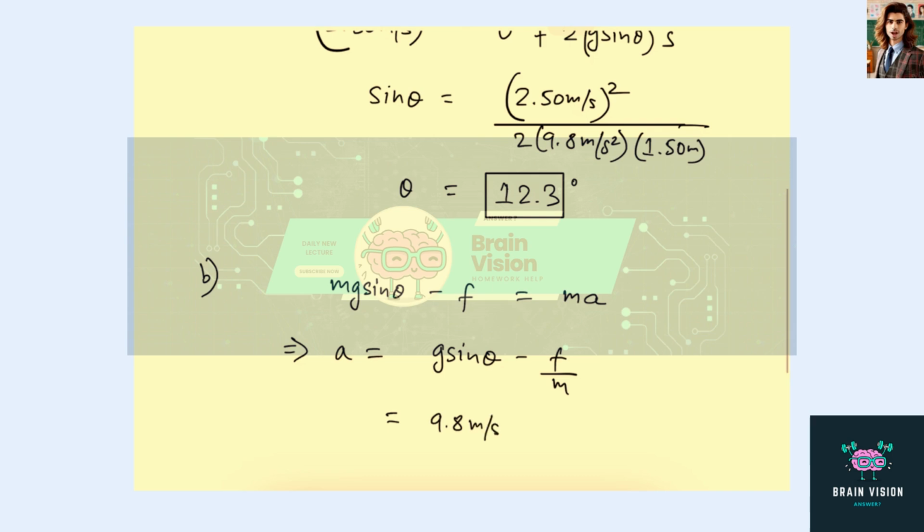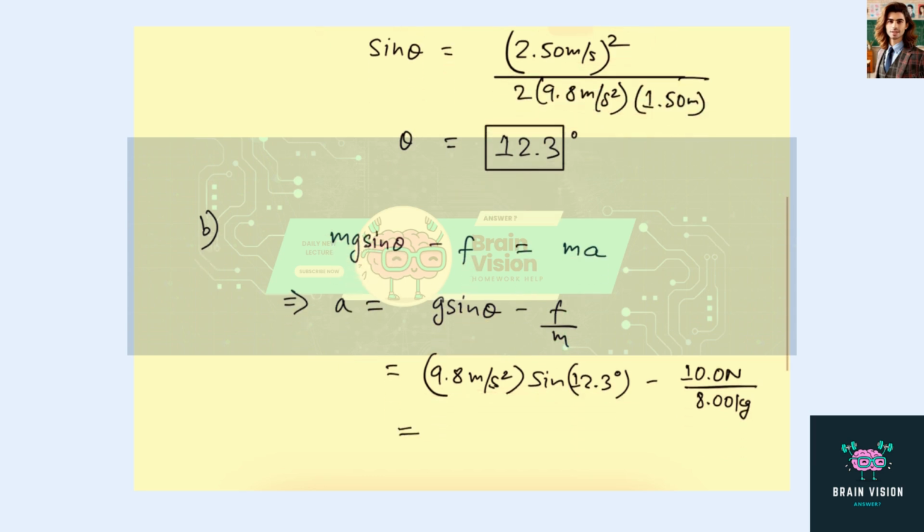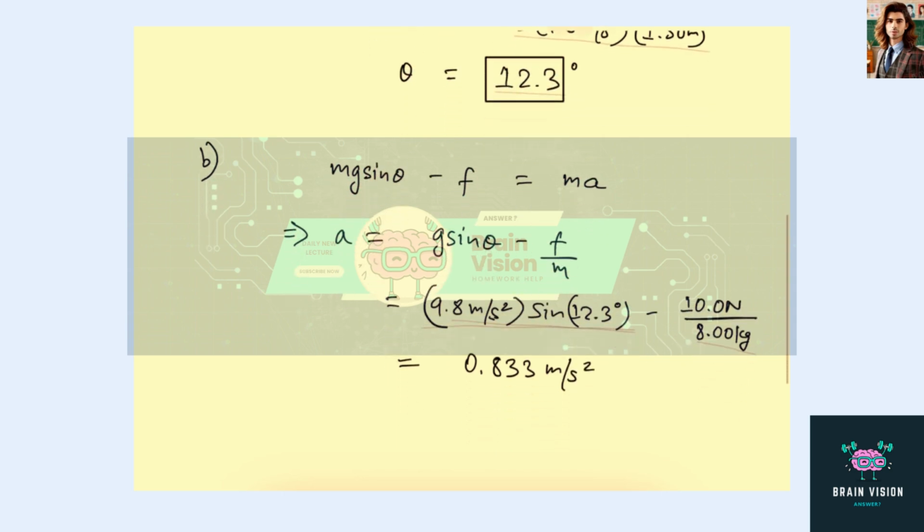g is 9.8 and theta is 12.3 degrees. Friction force is 10.0 Newtons and mass is 8.00 kilograms. So acceleration in this case is 0.833 meters per second squared.